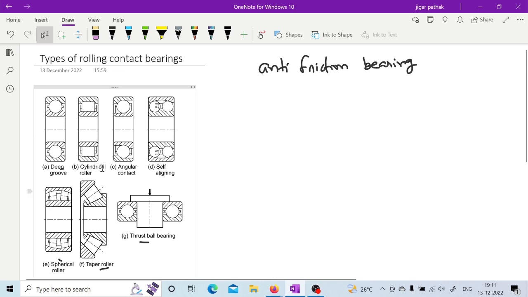Here there are also different load-carrying capabilities for these different types of bearings. A deep groove ball bearing or an angular contact bearing can take radial load as well as thrust load. Some particular types of bearings cannot hold radial load; for example, a thrust ball bearing can only take up thrust load. And this way, based on the application, different types of bearings are employed in different machineries.